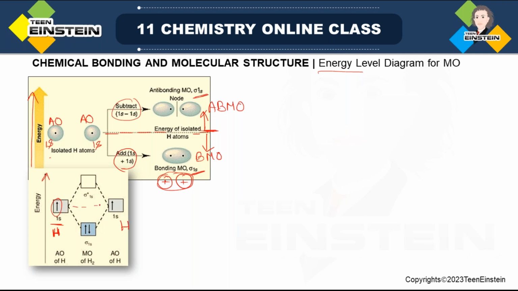And this is the energy level for the atomic orbital. But once this BMO is formed, sigma 1s, because it is formed by overlap of two 1s, that is why it is written in the subscript sigma 1s. Atomic orbital of H, atomic orbital of H, and in the middle there is the MO of H2. The molecule is already formed.